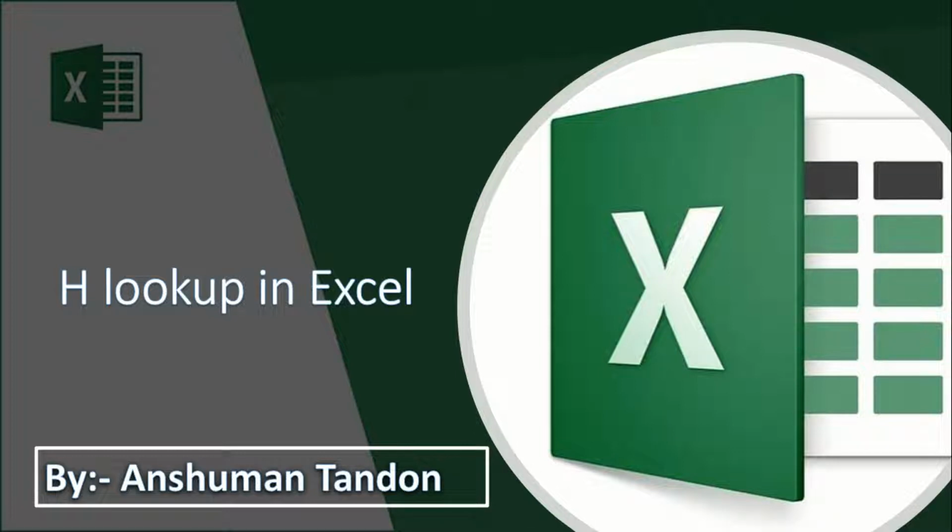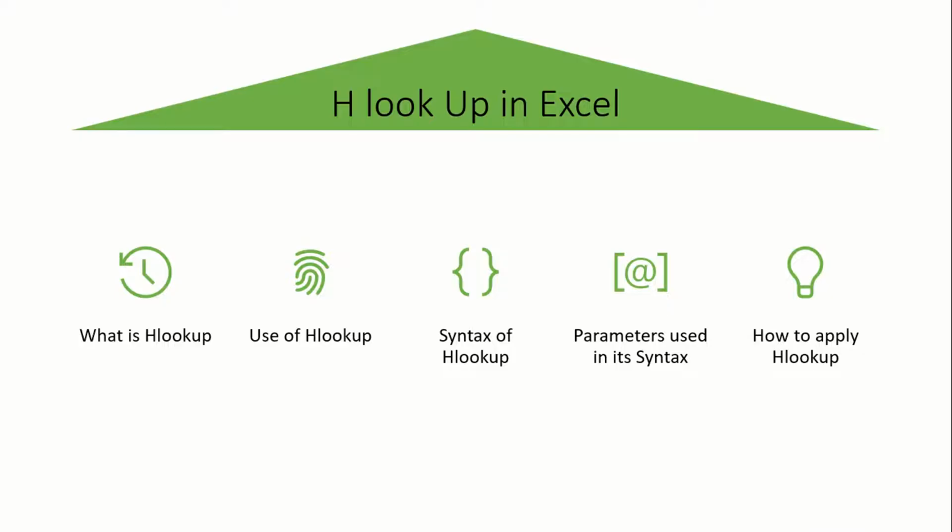So in this video, we are going to cover some very important topics of HLOOKUP. That is, what is HLOOKUP, that I have told you already, that HLOOKUP is horizontal lookup in Excel. Use of HLOOKUP, that is where VLOOKUP cannot be used, where your data is not managed vertically. Then the third thing is the syntax of HLOOKUP, then the parameters used in the syntax, and then the major point, how to apply HLOOKUP. The syntax of HLOOKUP is just similar to VLOOKUP, and we will discuss it now.